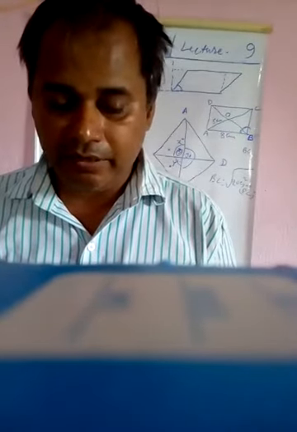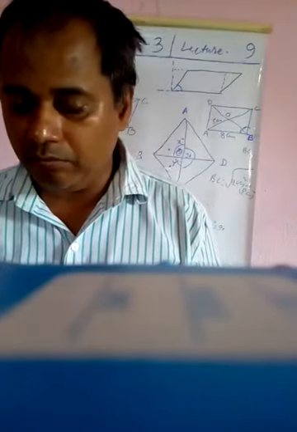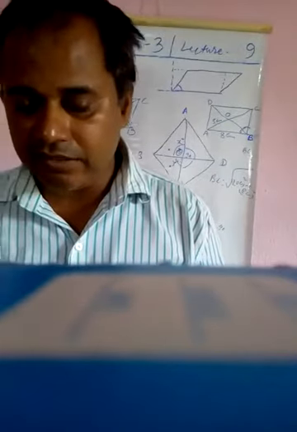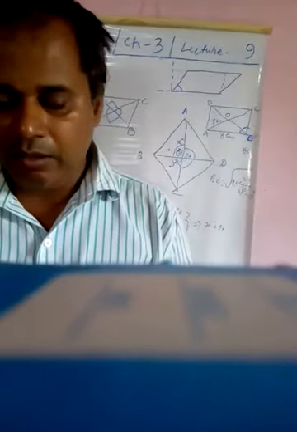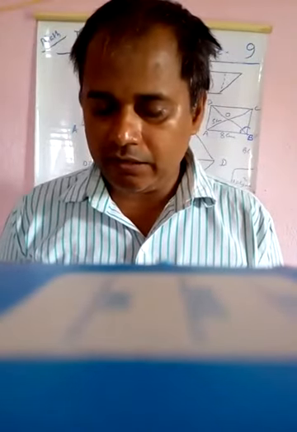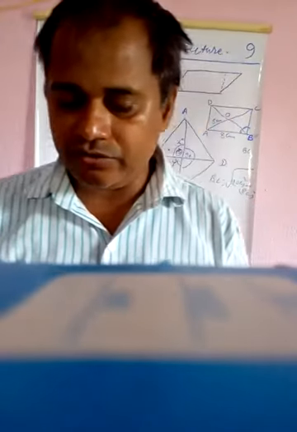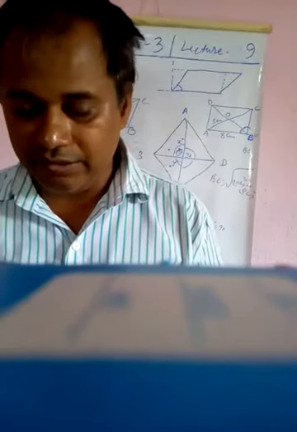Example number 10. In the adjoining figure, ABCD is a rhombus. The lengths of its diagonals AC and BD are 24 centimeter and 10 centimeter respectively. Find the length of each side of the rhombus. Also find the angle X if angle DCO is equal to 40 degree.